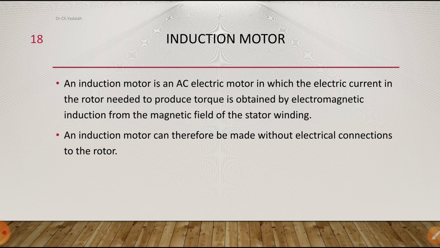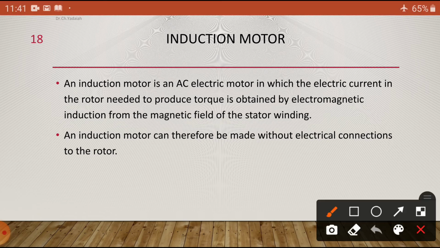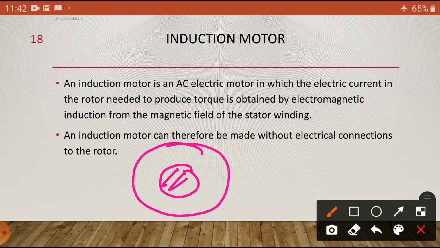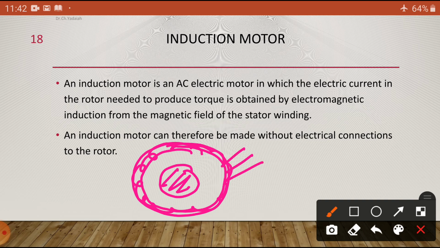Now here you can see what we mean by an induction motor. An induction motor is an AC electric motor in which the electric current in the rotor needed to produce torque is obtained by electromagnetic induction from the magnetic field of the stator winding. Here it has a stator and here is a rotor. The stator has a winding, and the three-phase supply is given here.